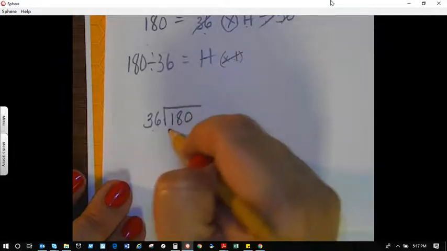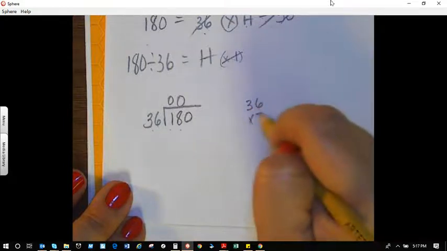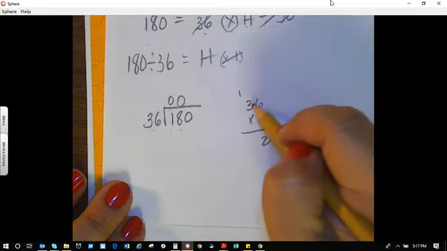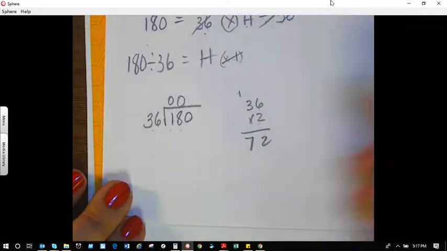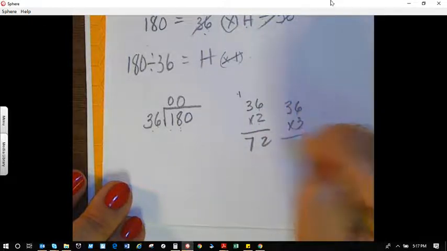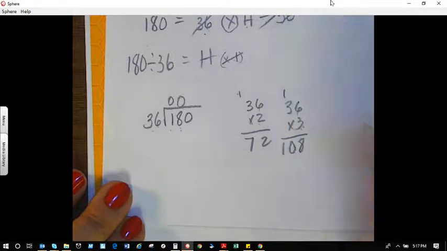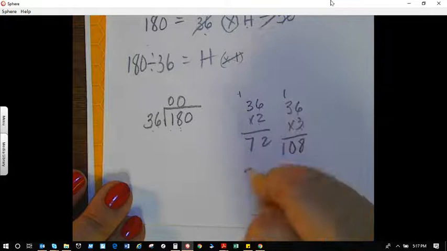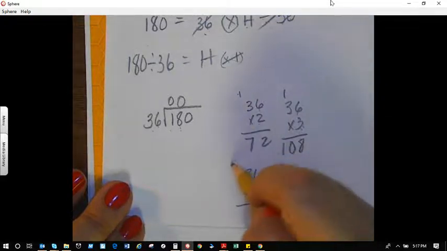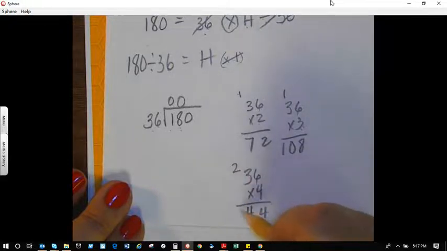36 cannot go into 1. It cannot go into 18. So let's go ahead and do our groups. 2 times 6 is 12. Carry. 2 times 3 is 6 plus 1 is 7, so 72. I still can go. Plenty of room. 36 times 3. 3 times 6 is 18. 3 times 3 is 9 plus 1 is 10, so 108. Still have room to grow. 36 times 4. 4 times 6 is 24. Carry my 2. 4 times 3 is 12, plus 2 is 14. I still have room.